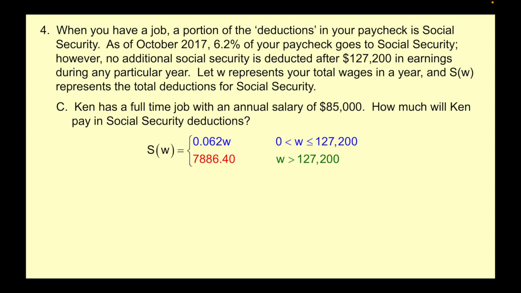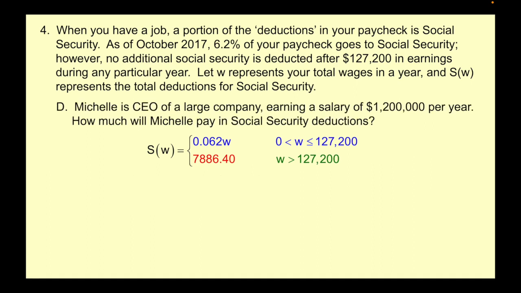Now do the same thing for C. Go ahead and pause the video, try this problem, and see what you get. Now at $85,000, that's going to fit in this first condition. So again, I'm going to be plugging it in for W here. So by multiplying those together, this person is paying $5,270 in Social Security deductions. So again, pause the video and try this problem and then play it through for the answer.